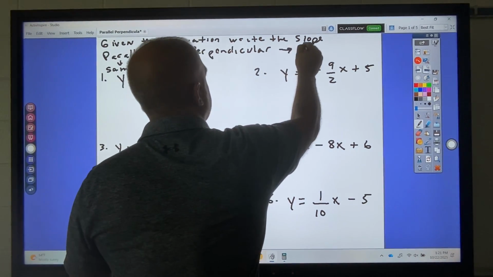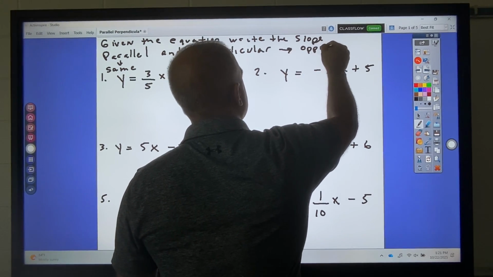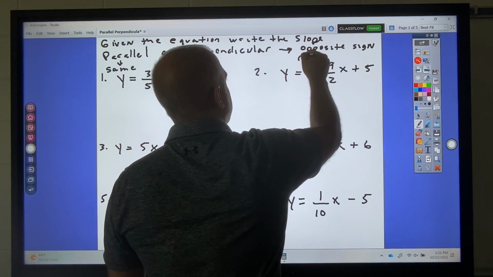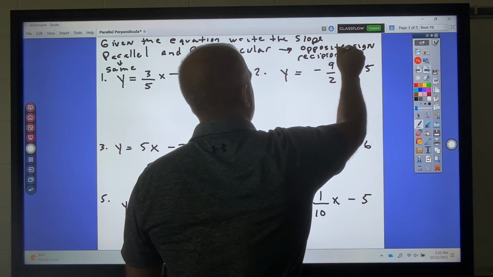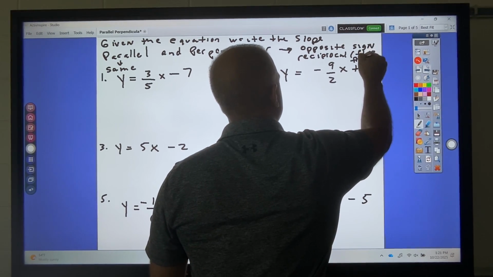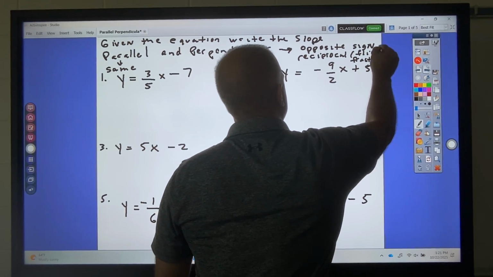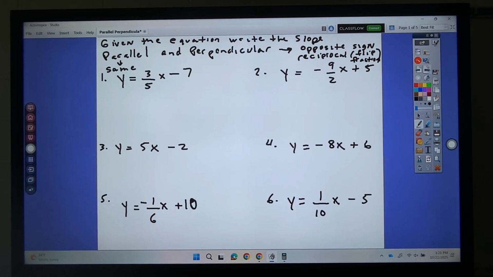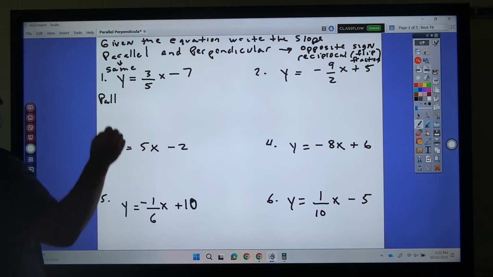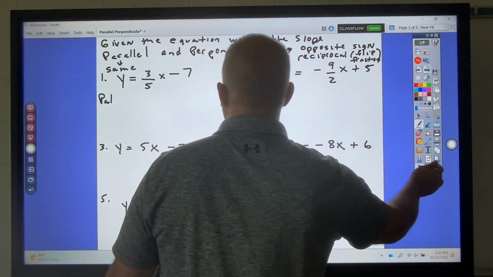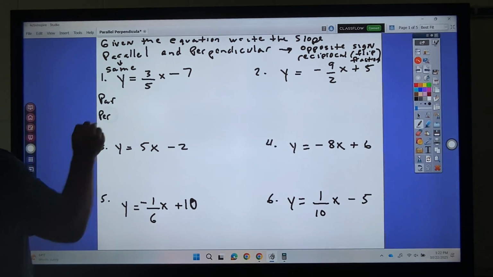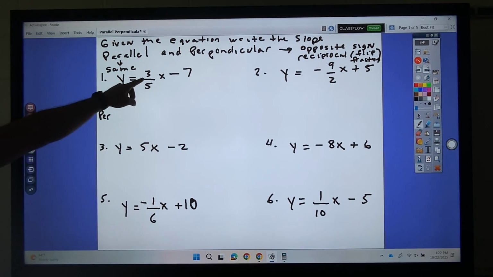Perpendicular means opposite sign, and you want a reciprocal, which means flipping the fraction. Okay, all right. So parallel. I'm just going to abbreviate. Parallel, and perpendicular.